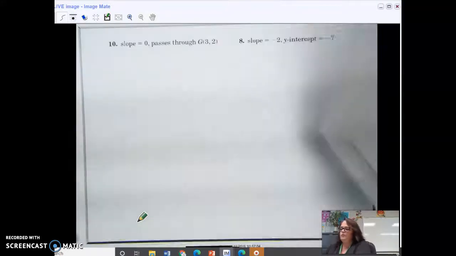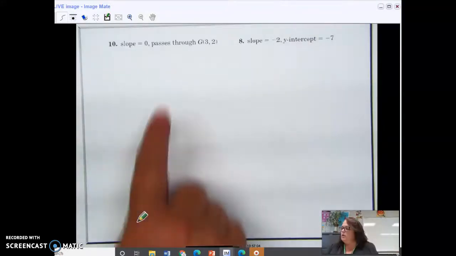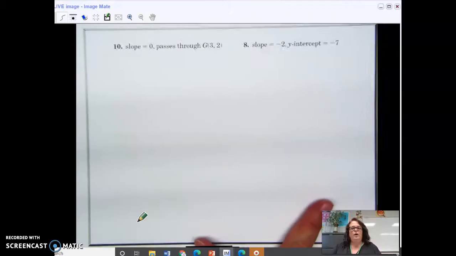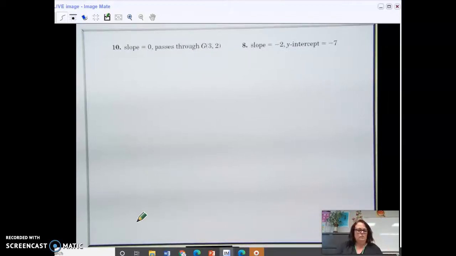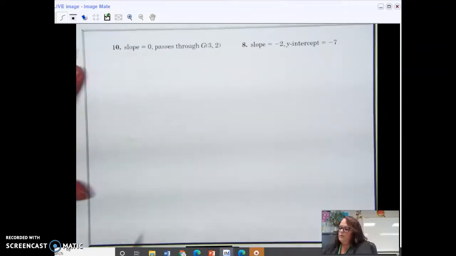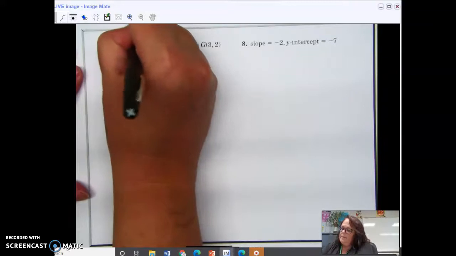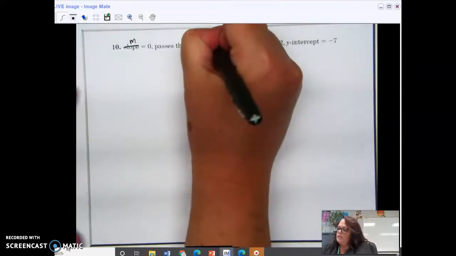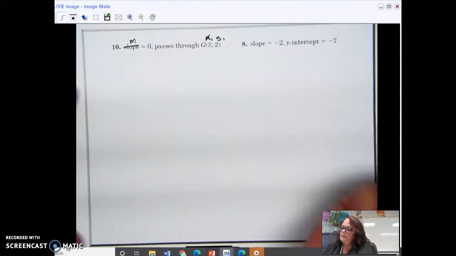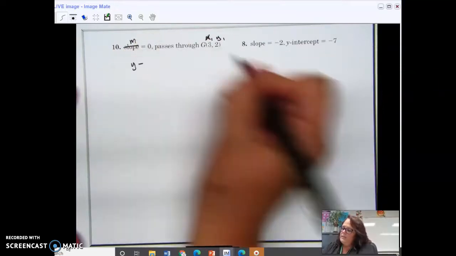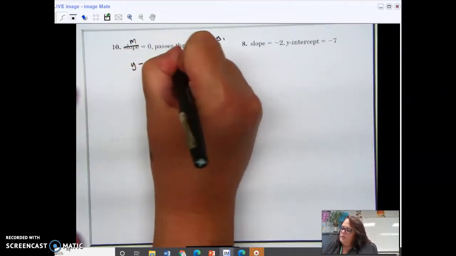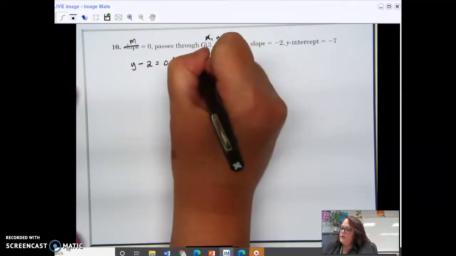All right, so moving forward, go ahead and try number 10 on your own. Pause the video and see how it goes. So here we get the slope is m, and then this is your x1 and your y1. So we get y minus the y part is equal to slope times x minus the x part.